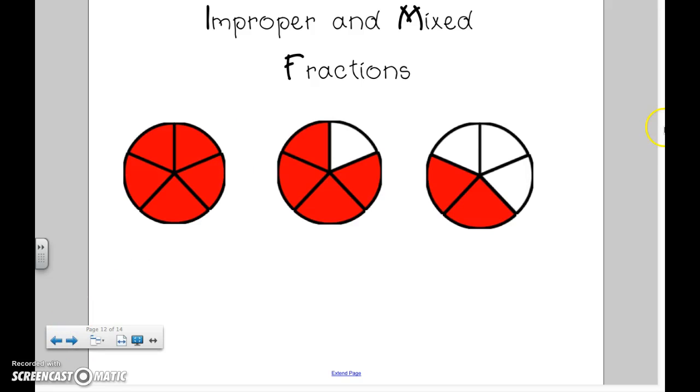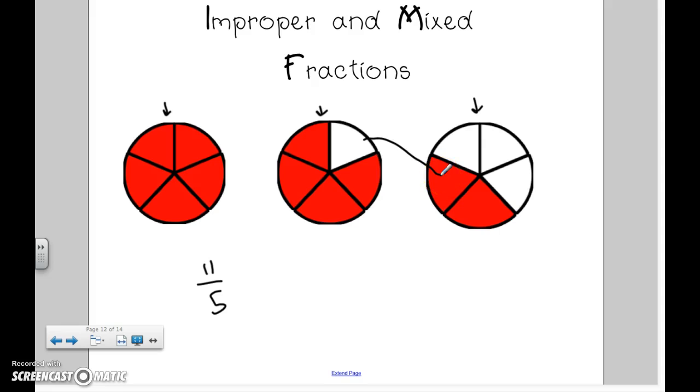Let's look at this one. 1, 2, 3, 4, 5. That's my denominator because I care how many each circle is split into. So my denominator is going to be 5. And then I'm going to count and see how many are shaded in. There's 5 here and 4 here, so that's 9, 10, 11. So 11/5. Now, this is where it gets tricky.